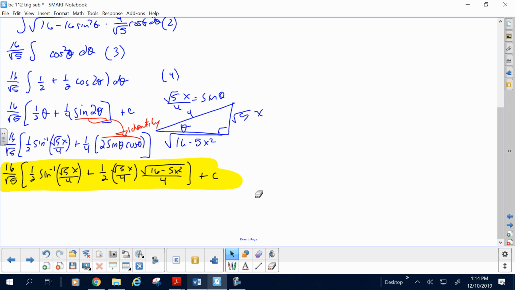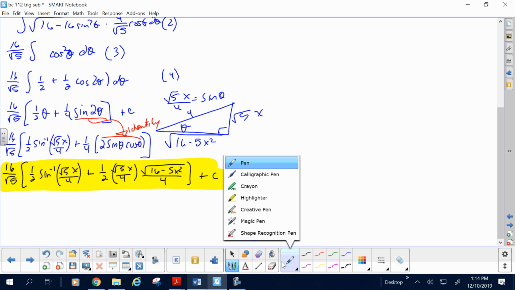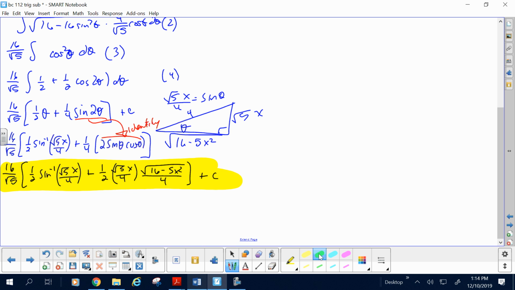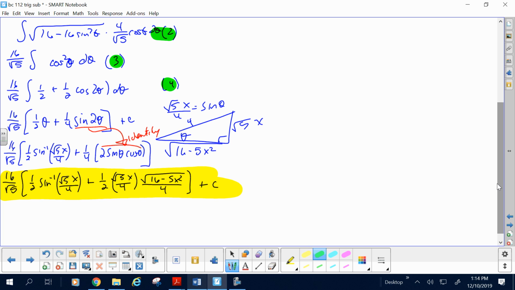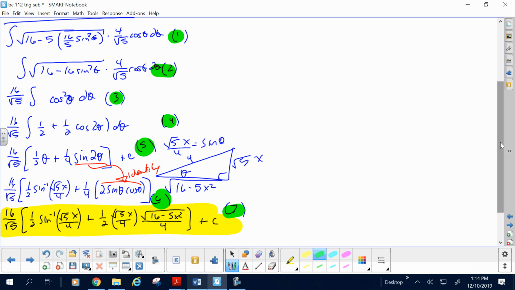Okay, now if you're not sure about what I did, feel free to refer to the step here. If you're not sure what I did in a step, let me know. If you are sure and you've got the same thing, go on to the next one.